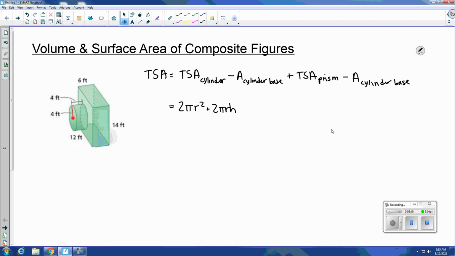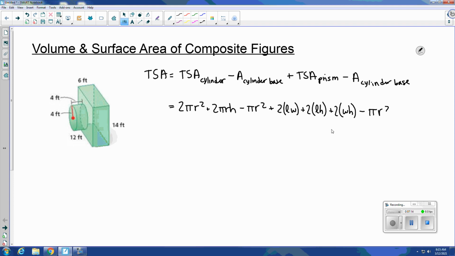Now, we have to subtract an area formula for the cylinder base, because again, it's on the bottom, but it's not going to show up on the surface, so minus pi r squared. Now, total surface area of the prism. Opposite faces have equal area, they're congruent. So we're going to have 2 length times width plus 2 length times height plus 2 width times height. And then remove another area formula for the cylinder base.